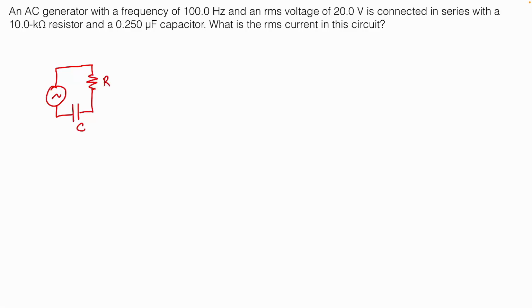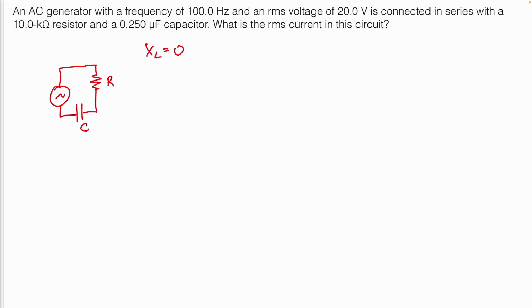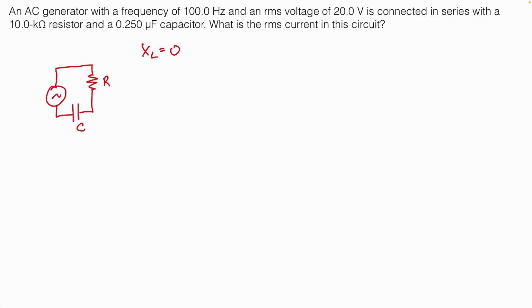What's missing? The inductor. So what are we going to set the inductive reactance to be? If it's not there, it's 0, okay? All right. They want us to find current, right? What is the RMS current in this circuit?